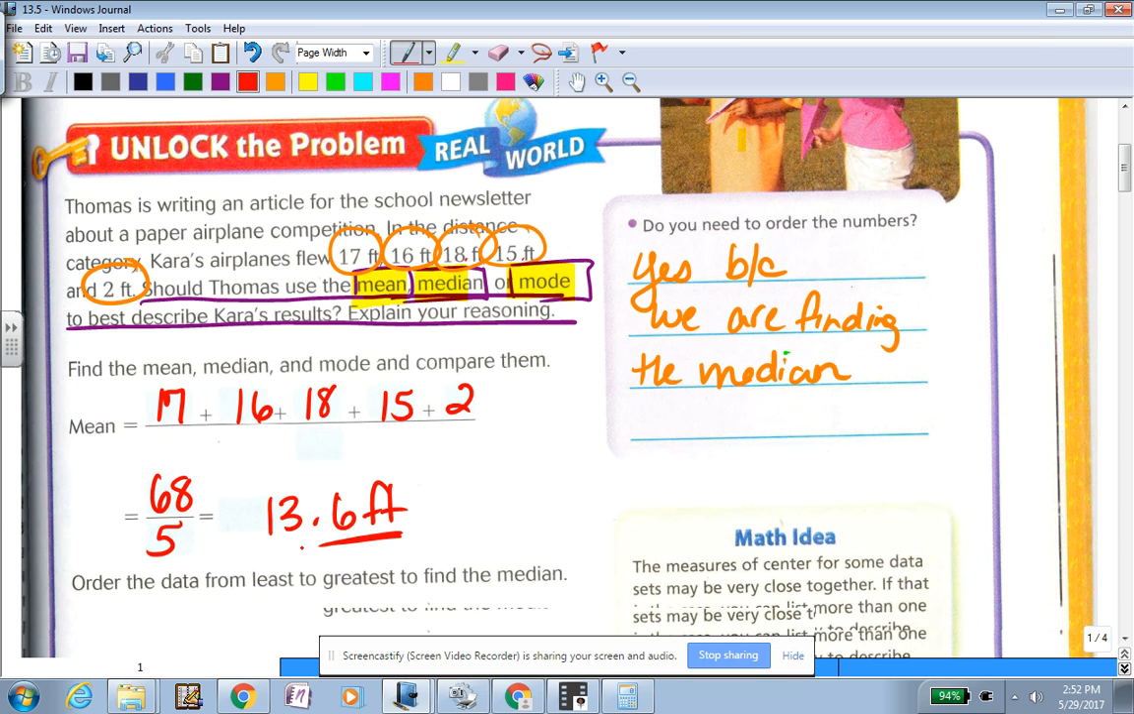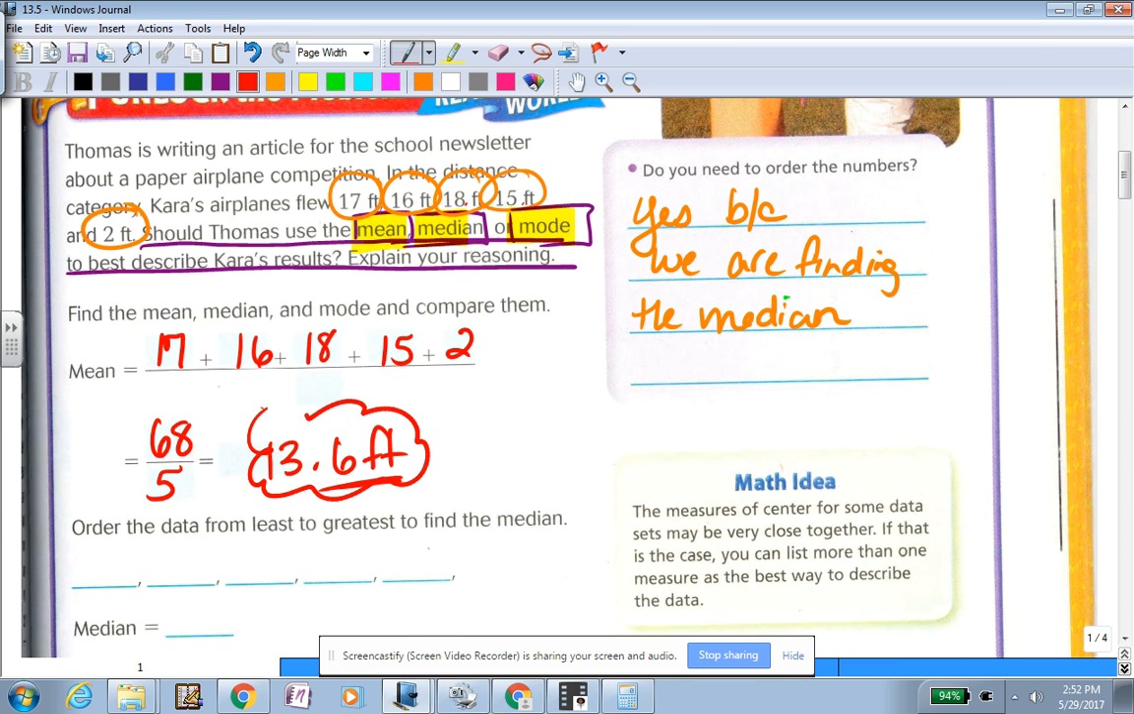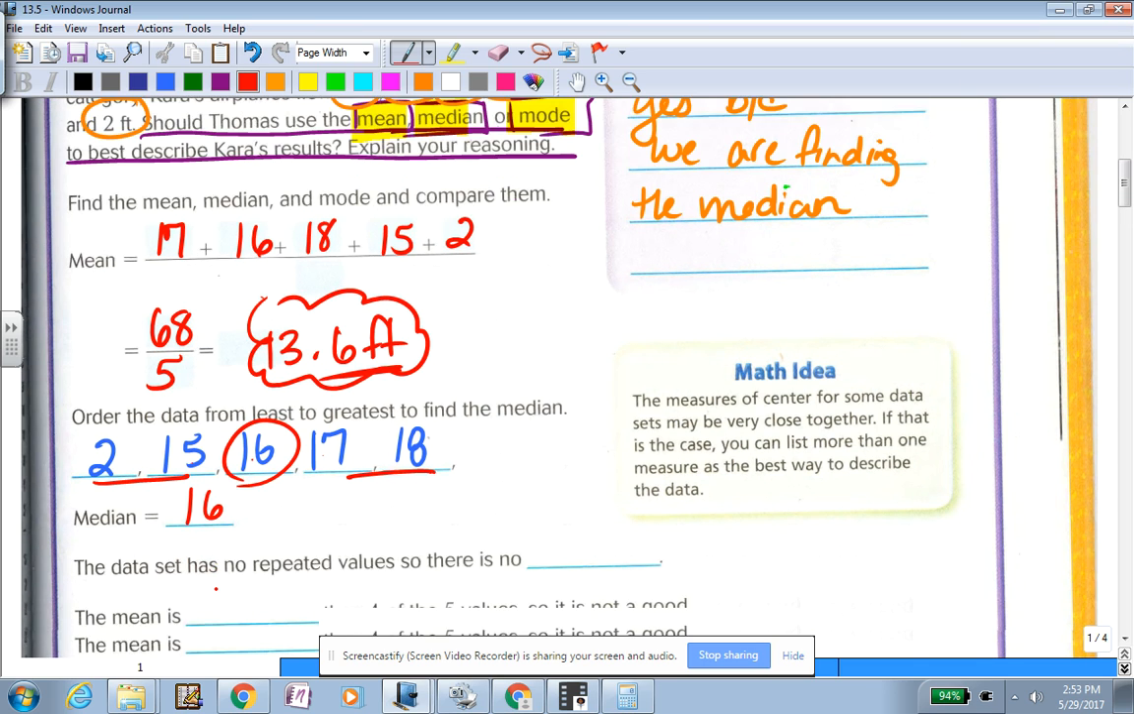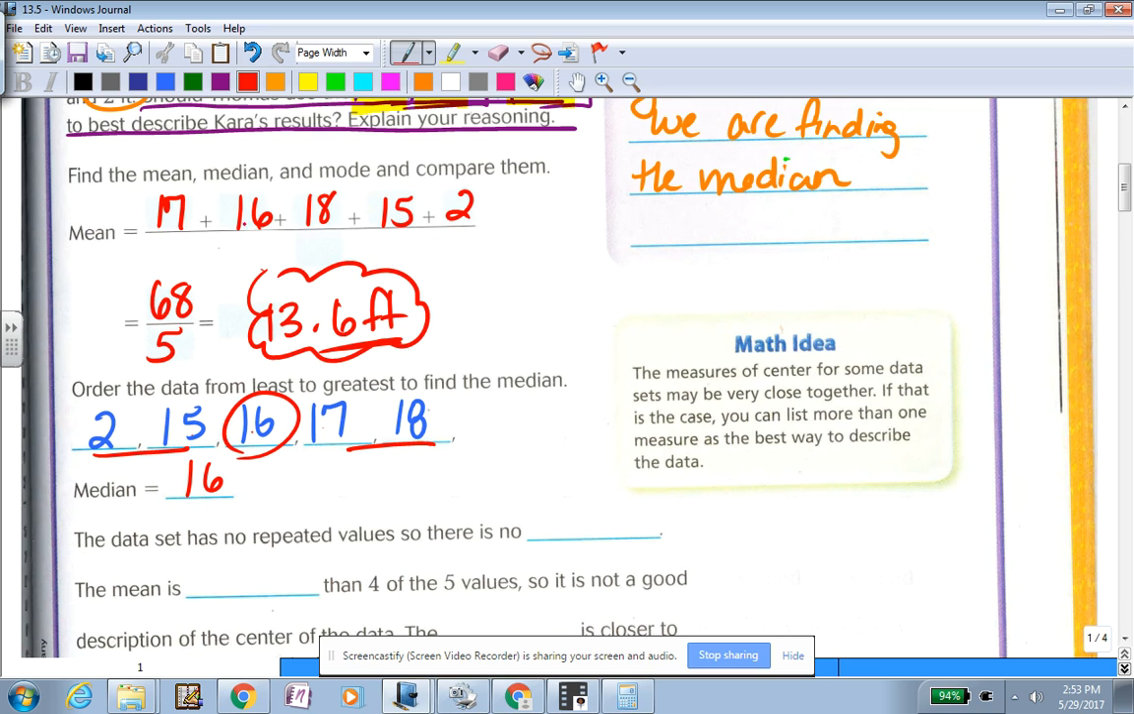Now we have to find the median, because here's our mean of Kara's data. For the median, we definitely want to order the number values from least to greatest. The smallest number value in this set is 2. And then comes the 15. And then comes the 16. Then comes 17 and 18. Let's go ahead and look: 1, 2, 3, 4, 5. There's definitely a middle value. 16 is our median. Now, are there any repeated numbers here? 17, 16, 18, 15, 2? No. So there is no mode.